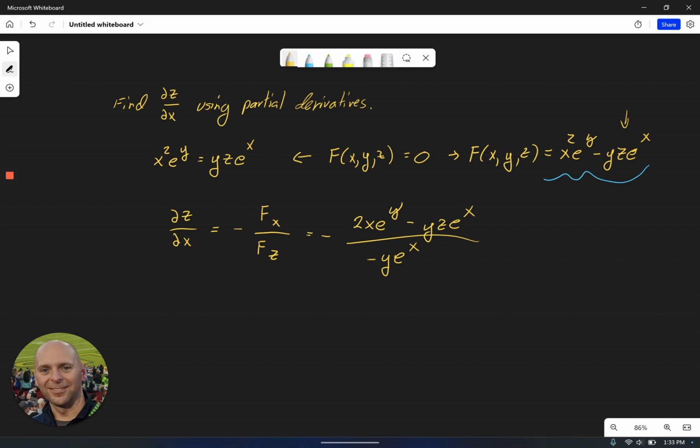Just to clean this up a little bit, I've got a negative and a negative here that can cancel each other out. So I would maybe take the time to rewrite this way: yze^x all over ye^x. And I think that's just fine to leave it right there. So there you have the partial of z with respect to x. The calculation for the partial of z with respect to y would go similarly. We just use the formula directly and apply it.